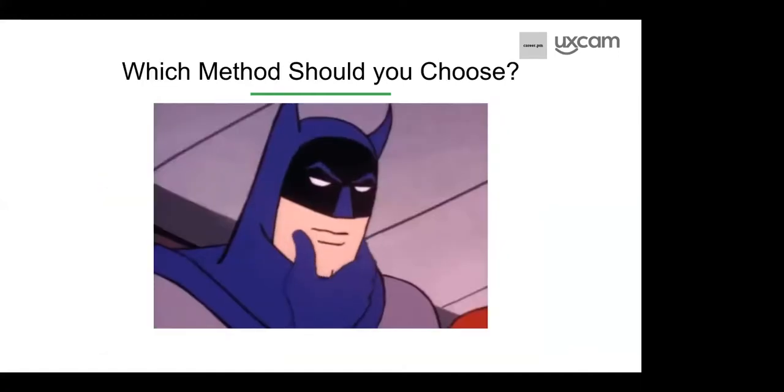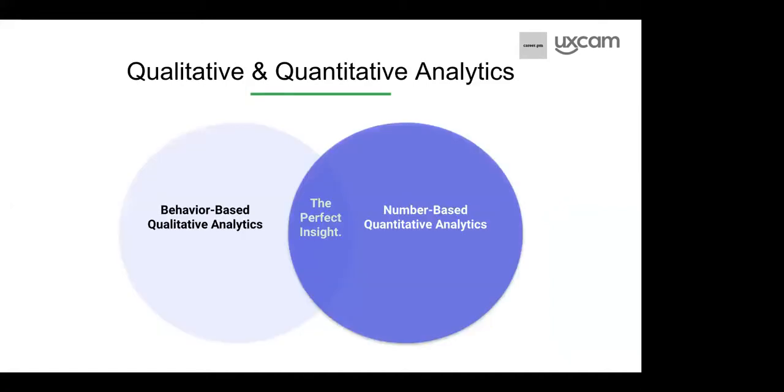And so you might ask yourself, okay, there are those two kinds of data, which method should I choose? What should I go for? And I think the answer is very clear: you should do both. Ideally, what the most successful apps are doing is combining behavior-based qualitative analytics and number-based quantitative analytics to get a 360-degree view of everything that's going on.